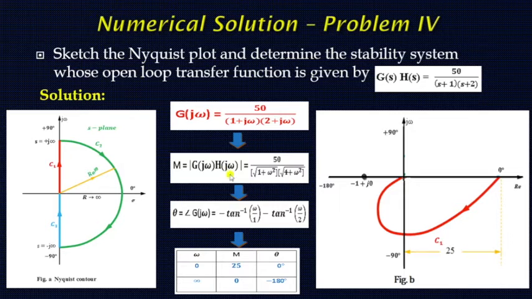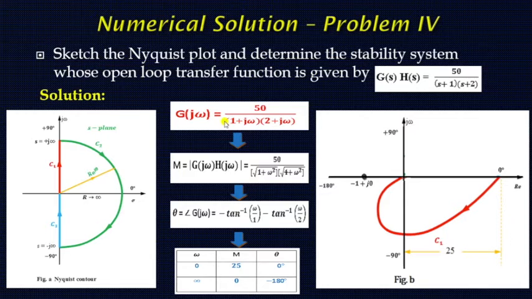Then put omega equal to 0. Then what is the magnitude? So this magnitude is 25. Then put omega equal to infinity. So infinity, that means 50 by infinity. So this magnitude is 0. Then calculate phase angle, that means theta. So theta equal to tan inverse 50, that means real part, and there is no imaginary part. So this angle is 0.